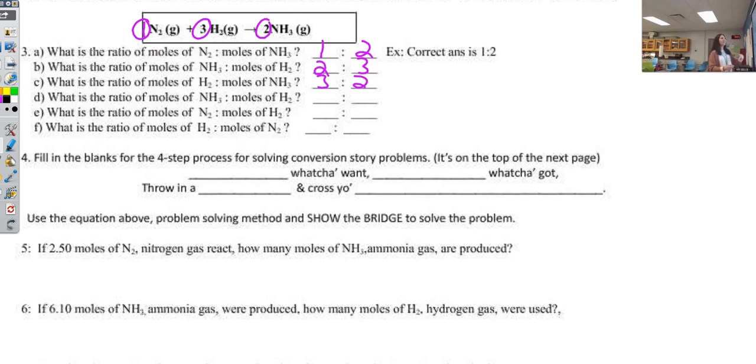Okay, so let's see if you guys remember what it is. Circle what you want. Very good. Write what you got. Good. Throw in a bridge, and we're going to talk about this bridge in just a second. And cross your units opposite. Let's say it together one more time. Circle what you want, write what you got, throw in a bridge, and cross your units opposite. Okay, ready? Here we go. Say it with me. Circle what you want, write what you got, throw in a bridge, and cross your units opposite. Okay. So let's try question 5 together.